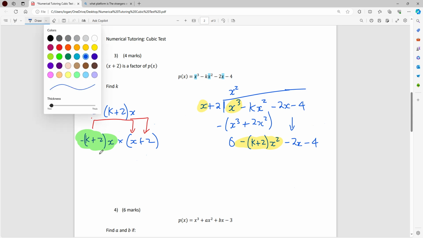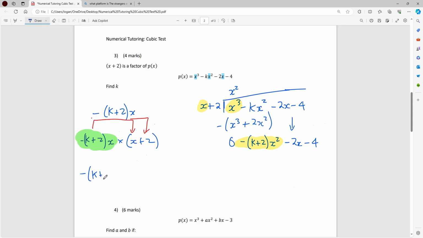So what you're going to get is negative (k plus 2)x squared plus 2 times, oh well, keep the negative out the front, so it will be negative 2(k plus 2). Okay, so that's that result there, and that's that result there. Then you just write this under here with a negative. So you put it here, big negative out the front. So negative and then negative x squared. Then you have minus 2(k plus 2).